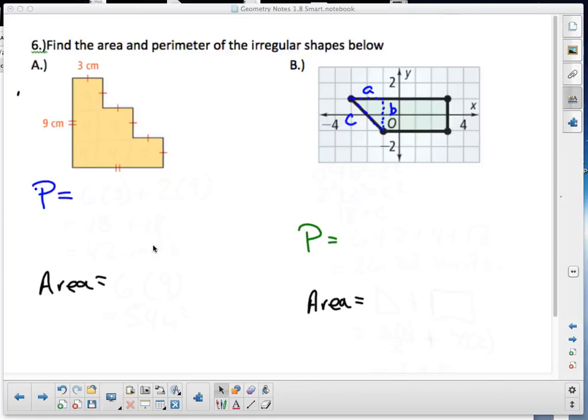Okay, can you believe that section 1.8 had one more page? I can't either, but here it is. Number 6, find the area and the perimeter of irregular shapes, below.